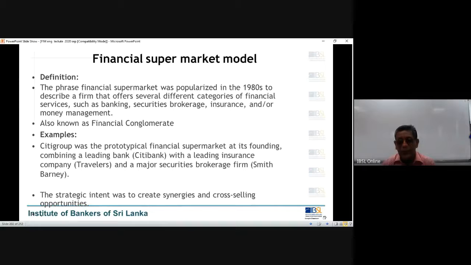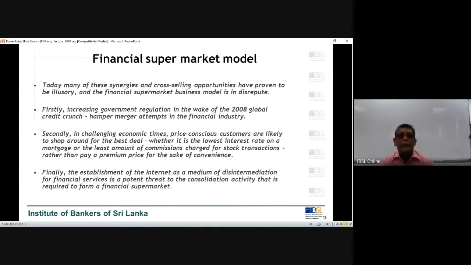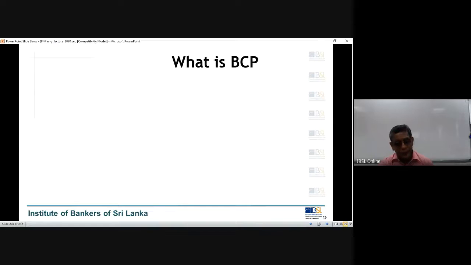1 plus 1 is equal to more than 2. So in mergers and acquisitions, we discuss a lot of synergistic benefits, right? And also having cross-selling opportunities. That is the main intention of a financial conglomerate: synergies and cross-selling opportunities. Right. So you just go through this point and see the next one.